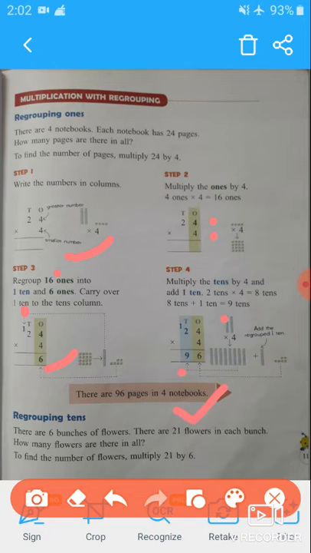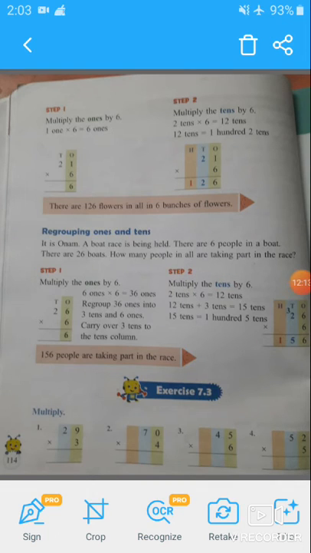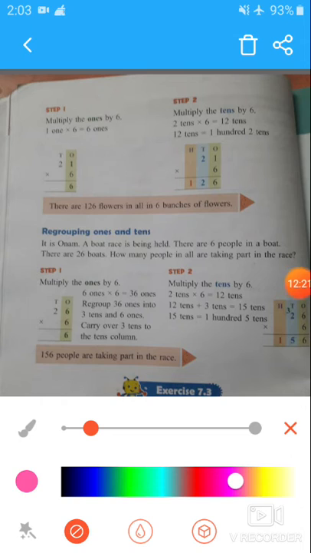Now students, the next topic is regrouping tens. So there are 6 bunches of flowers and there are 21 flowers in each bunch. How many flowers are there in all? To find the number of flowers, you have to multiply 21 by 6. So to do this, some steps are given here.